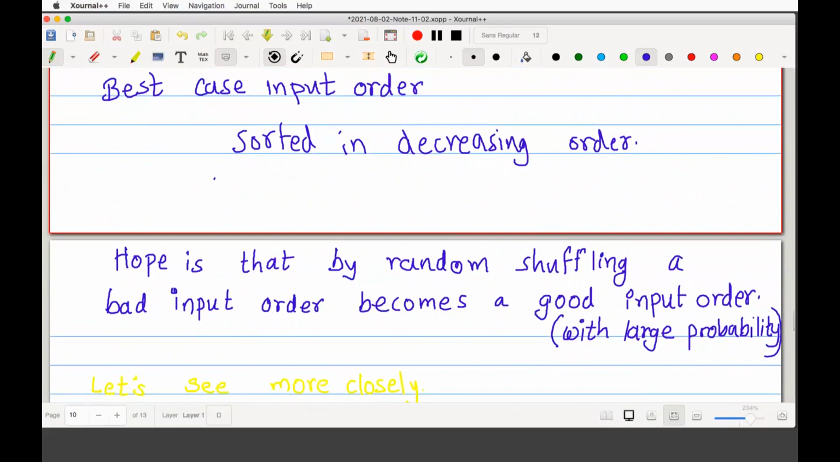So I just want to emphasize one more point. The point of random shuffling is that I don't want to assume anything about the input order, right? It is possible that somehow the input is coming from some source where we are always getting a bad input order. So when I don't have any guarantees on the input order, it's a good idea to just randomly shuffle it and then hope for the best, right? That's the idea.